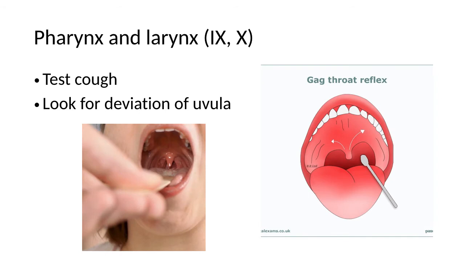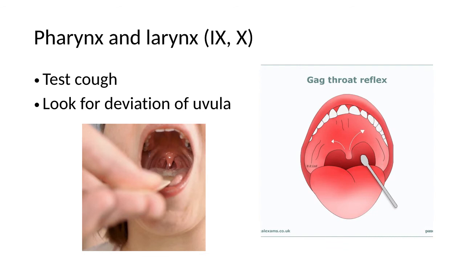Now, this is the testing for the 9th and the 10th cranial nerves. Now, the easiest way to do this clinically and cheaply is to test for a cough. You just ask them to cough, and if you can hear them develop a normal cough rather than a weak one, you can generally say that both of these nerves are quite normal. The other way is to look in the back of the throat and ask them to say "ah."